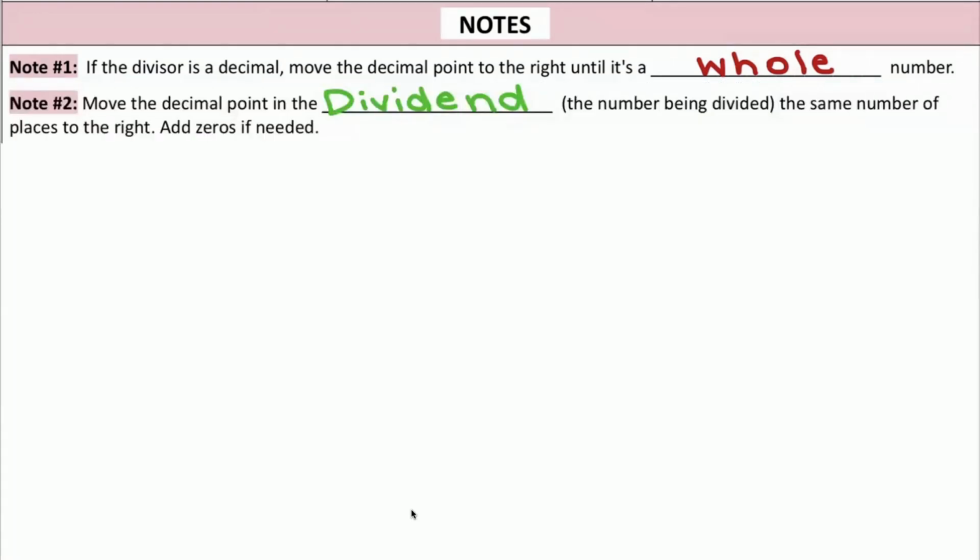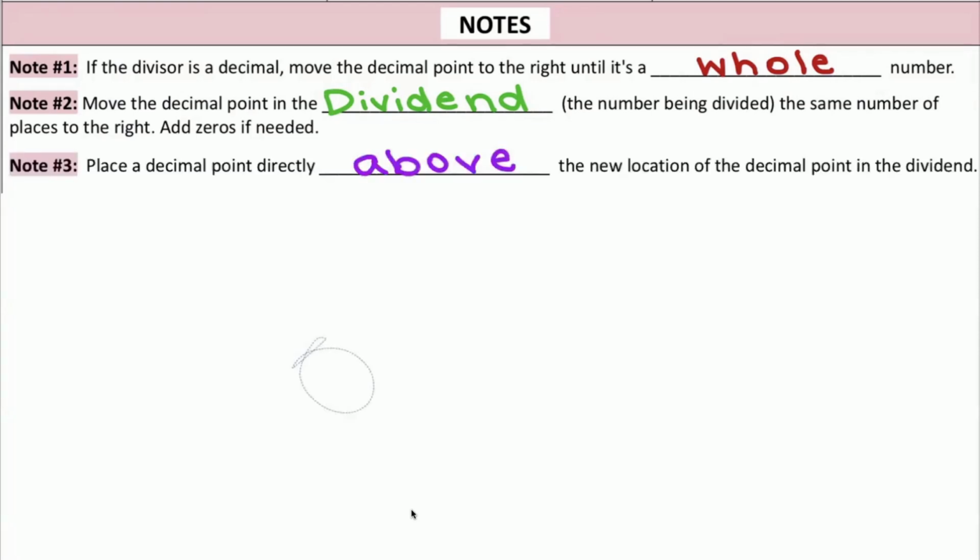Note number 2, move the decimal point in the dividend, the number being divided, the same number of places to the right. Add zeros if needed. So if you're moving your number to the right and there's nothing there, you can add a 0. Then we're going to place our decimal point directly above the new location of the decimal point in the dividend. So directly above the house.